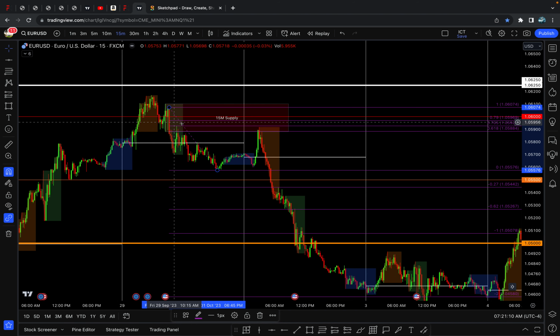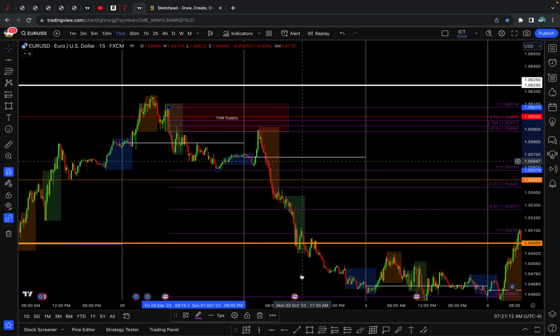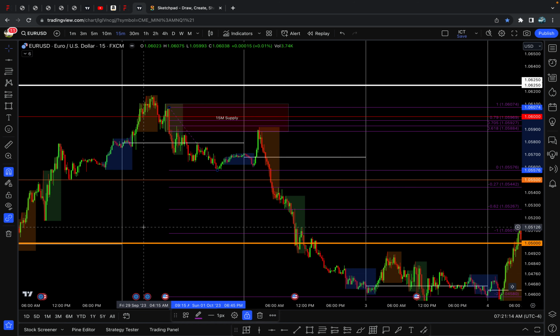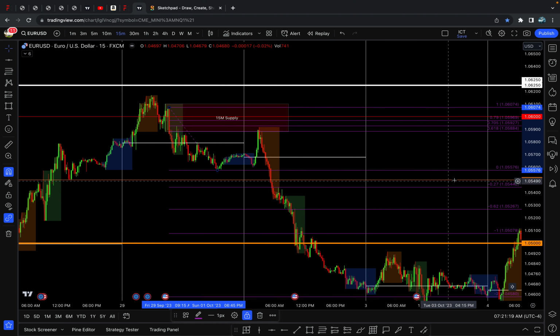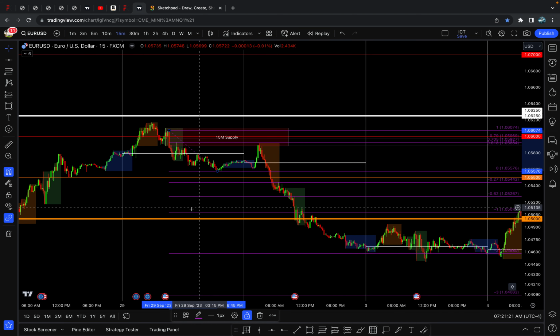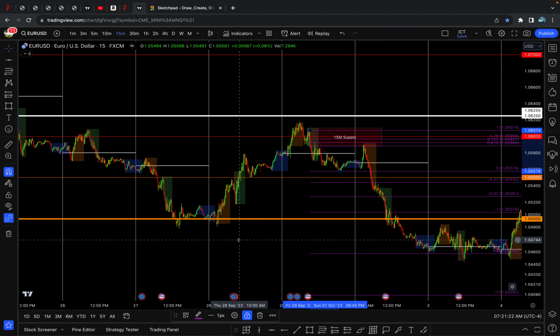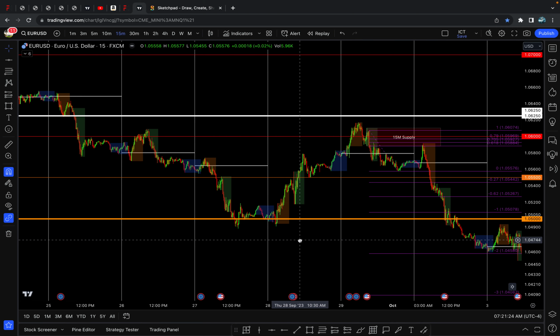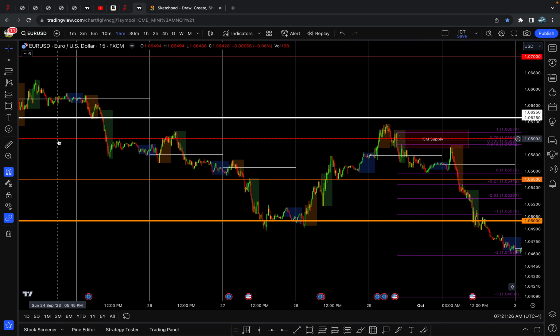But again, these are two different days. The only reason I'm showing you this is not to show you all this stuff. I'm just trying to show you why the smaller quarters theory levels can be significant, because price will play off of them, like over here.